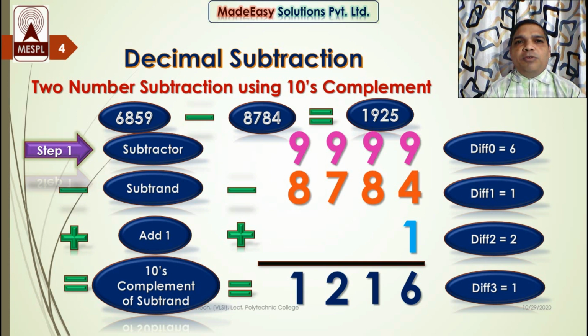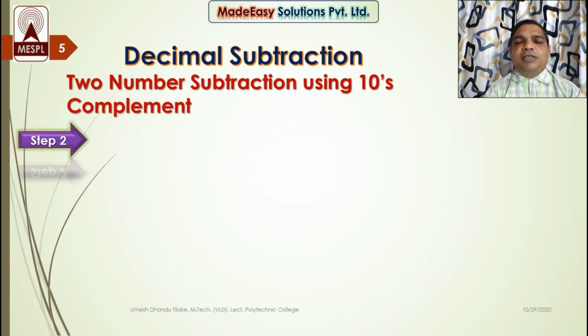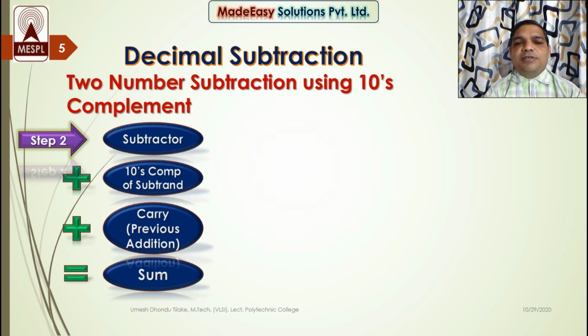So let's move forward to our step 2. Our step 2 is to add the 10's complement we got in step 1 to the subtractor. So this is basically the addition process, and I have arranged the equation over here. Subtractor plus 10's complement of the subtrahend plus, if carry is generated in the previous operation, that I have to add over here, and we will get a sum. This sum is basically the difference. So again here in this technique, the addition is giving us the subtraction.